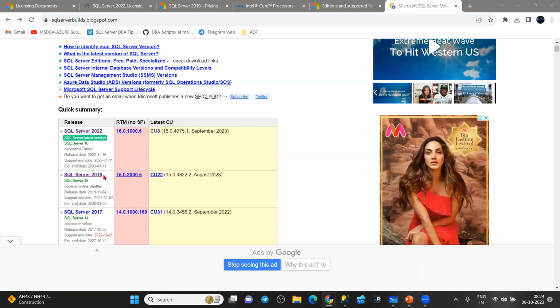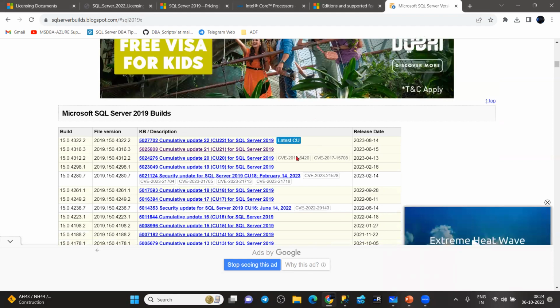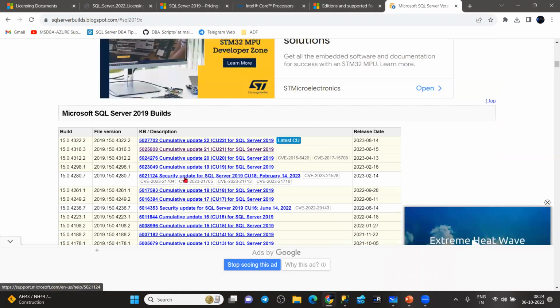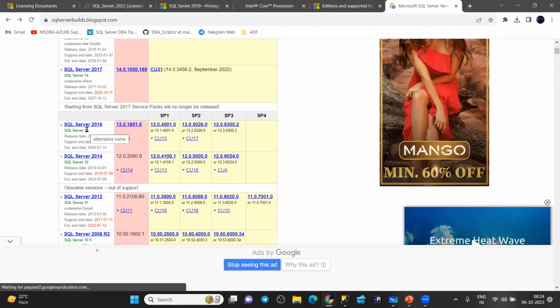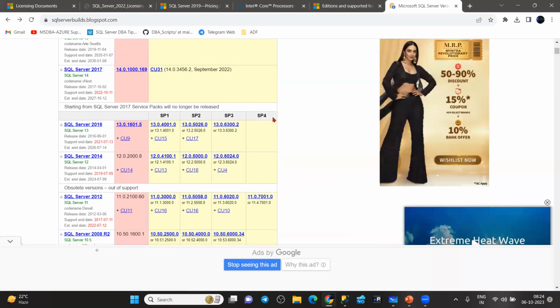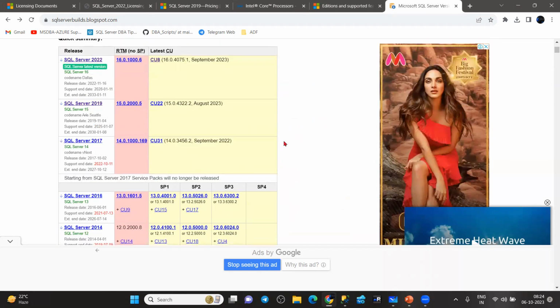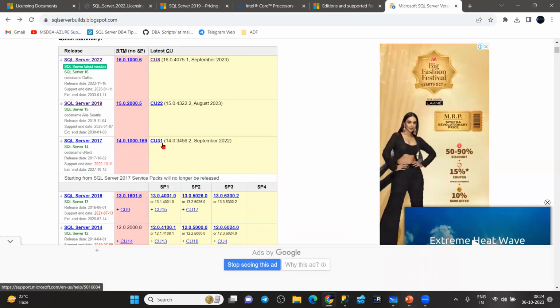And not only patches, there are security patches. Like your mobile, Android or iOS, they release the patches and security updates. Same way, Microsoft also releases patches, cumulative updates, security patches, and hotfixes. These four you will get, sir. But there is no service pack now from SQL Server 2016. Microsoft completely stopped the service pack. You will only see the CU cumulative updates.